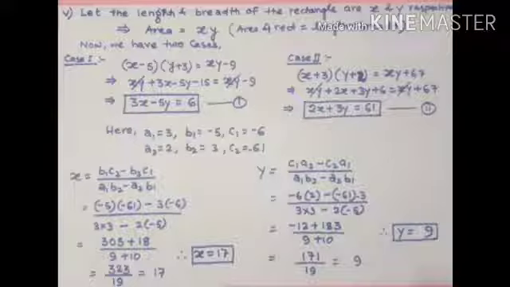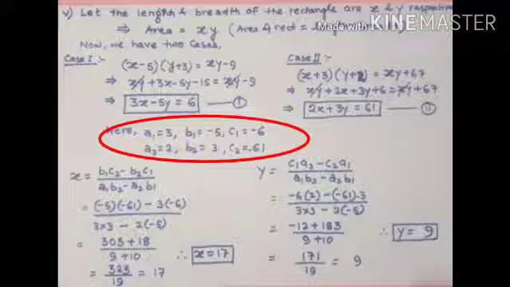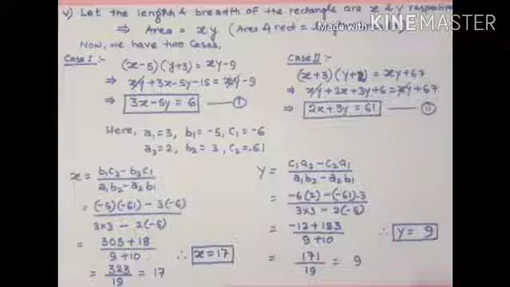Now we are going to solve this pair of system of equations by the cross multiplication method. So we should make the data first, that is from equation 1, a1 equal to 3, b1 equal to minus 5 and c1 equal to minus 6, as 6 comes to the left side of the equation. Similarly from equation 2, a2 will be 2, b2 will be 3 and c2 equal to minus 61.